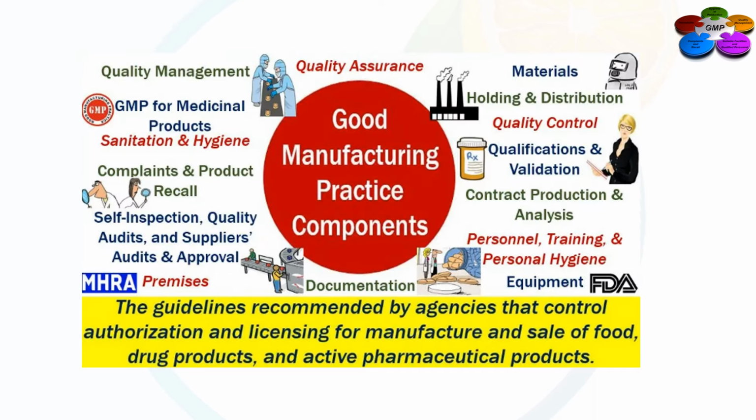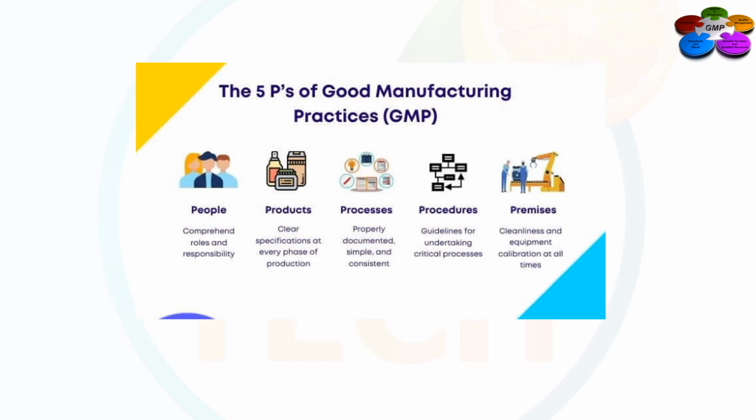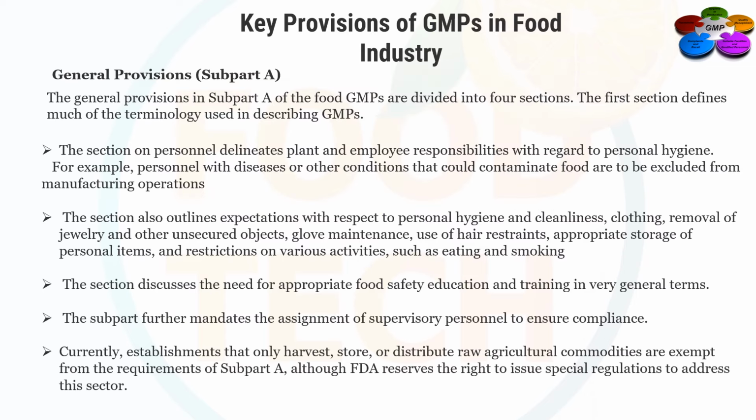The components of GMP are quality assurance, materials required, medicinal products, sanitation, personal training, personal hygiene. So this is all about the components. And the 5 P's for good manufacturing practices are people, products, processes, procedures, and premises. Okay, so this is all about the procedures.